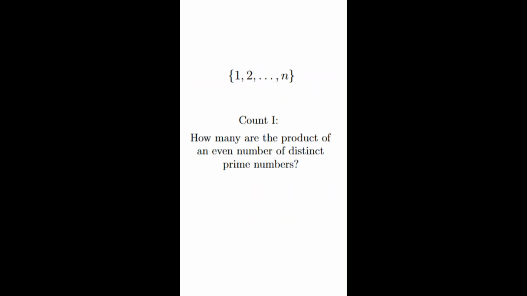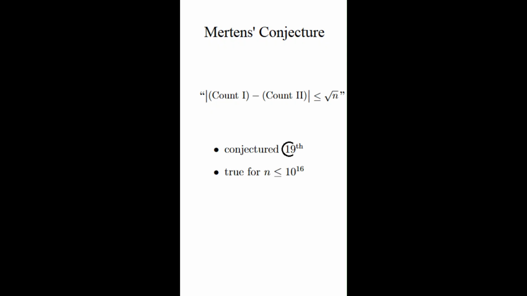This is the claim that if I consider the integers going from 1 up to a number n, and I count how many of these can be expressed as the product of an even number of distinct prime numbers, and then I count how many of these can be expressed as the product of an odd number of distinct prime numbers, and then I take the difference between the two, this difference comes to at most the square root of n. It was conjectured in the late 19th century, and has been verified to hold for all n up to 10 quadrillion, but in 1985 it was proved that there must exist infinitely many values of n for which it fails.